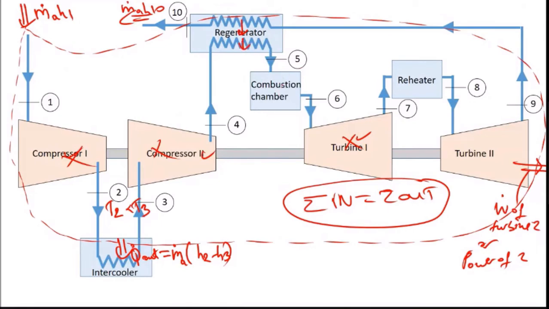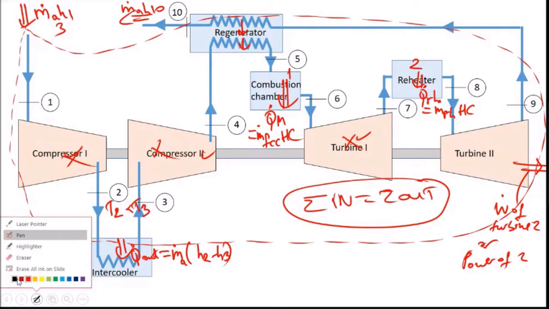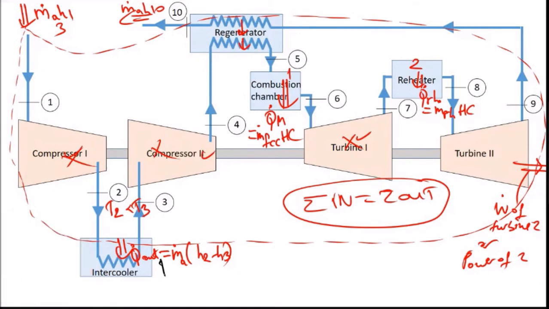As well as that, we have the combustion chamber in the system, this is q dot in, and this one is the reheater combustion. So this one will be m dot fuel of combustion chamber into HC, and this one will be m dot fuel of the reheater chamber into HC, because that is what we are gaining as an in. So these are the in quantities: one in, second in, and third in. And now let's write the out quantities.